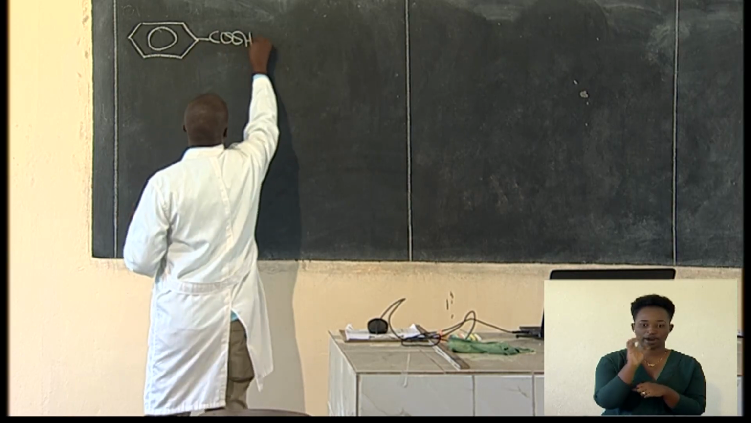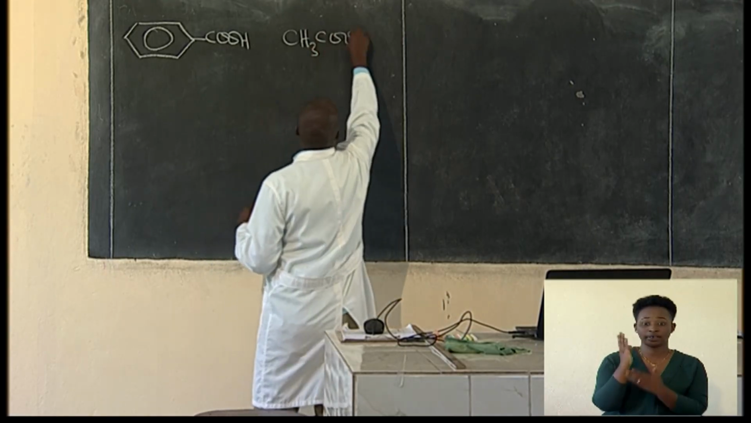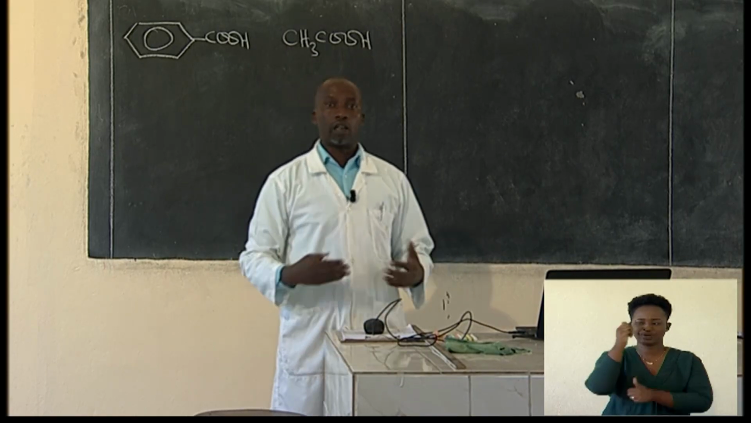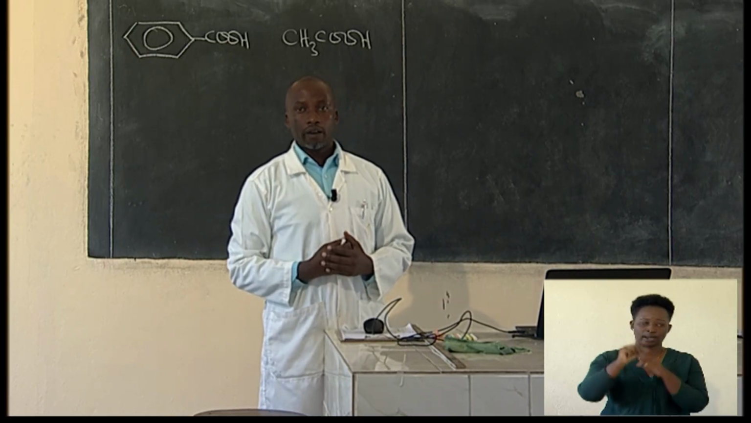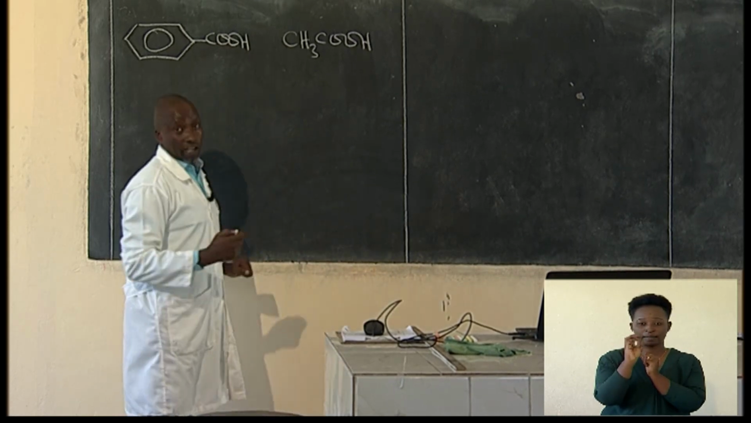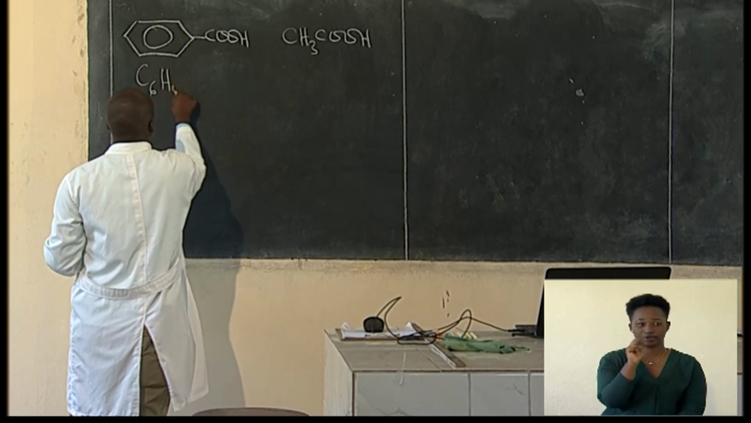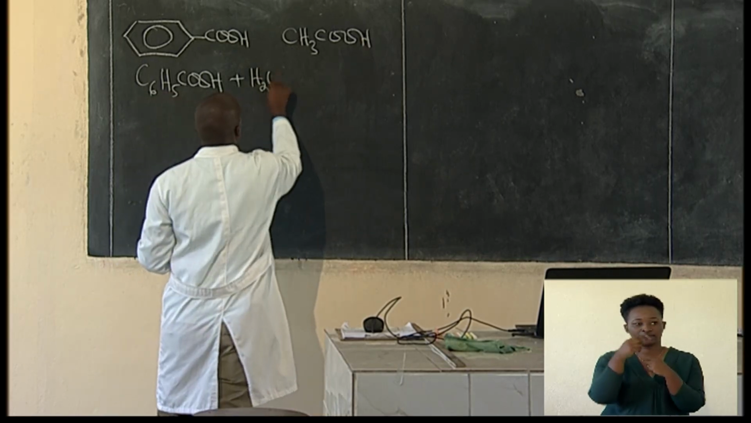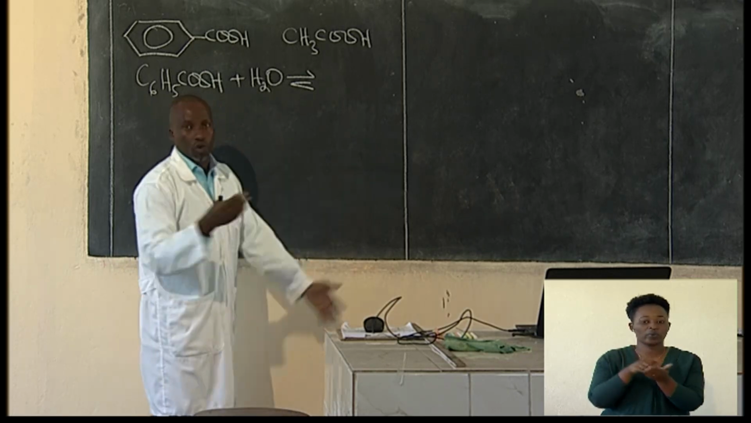This is benzoic acid, and I want us to compare this with ethanoic acid. Which one of these is a stronger acid, and why? I hope we talked about this before, if you remember, with the ethanoic acid. So let's look at this again. When this benzoic acid, which can be simplified as C6H5COOH, is in the presence of water, it will ionize partially. They are all weak acids, but one is stronger than the other.